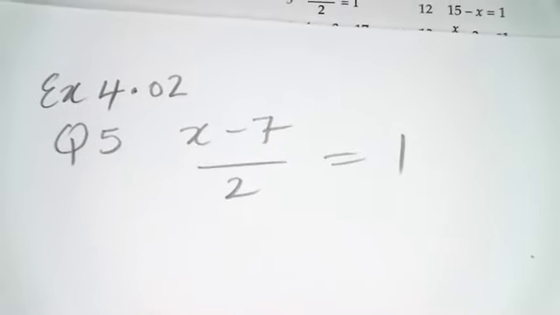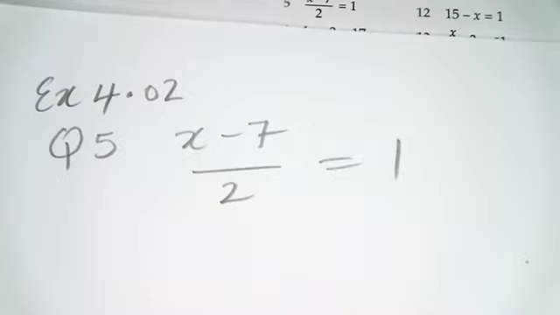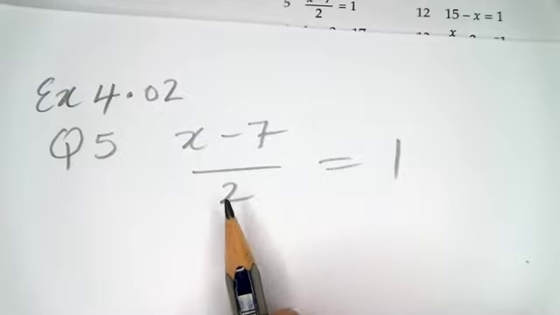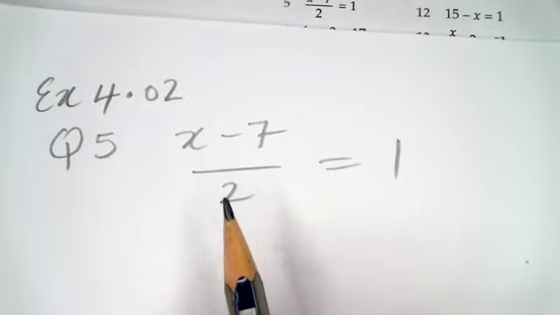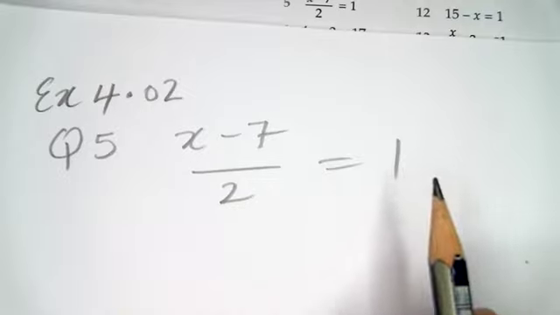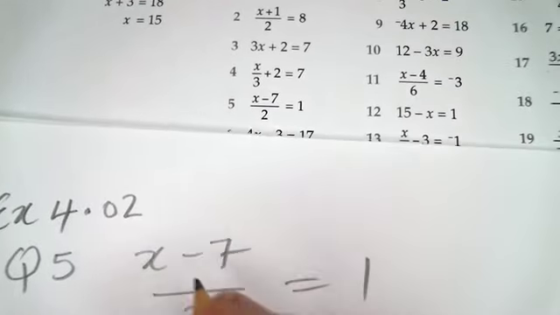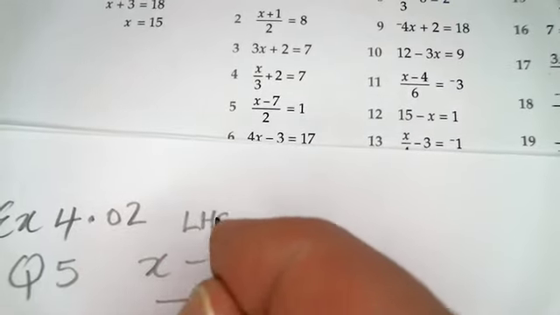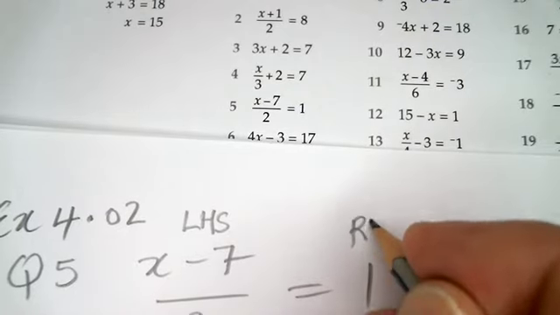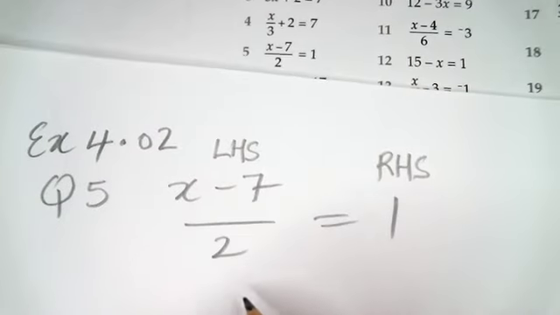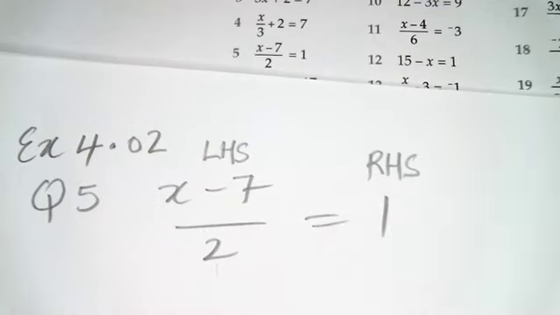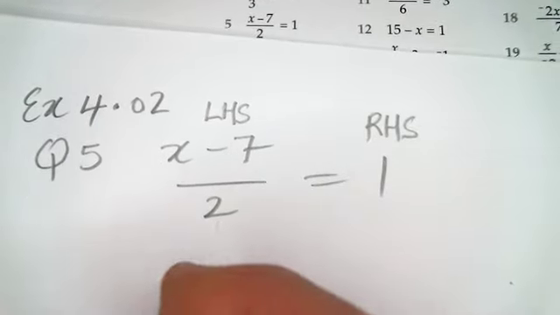There are lots of different ways I can do this, but probably the quickest way is to get rid of the 2 on the bottom first. I'm going to get rid of the denominator. To get rid of the denominator, in other words, I want to move the denominator to the right-hand side. We want all unknowns on the left-hand side, and we want the knowns on the right-hand side. So I want to get this 2 across here. To do that, I'm going to multiply both sides by 2, the whole of both sides by 2.